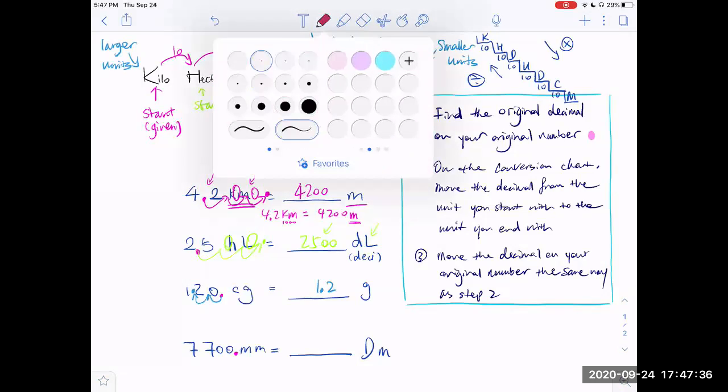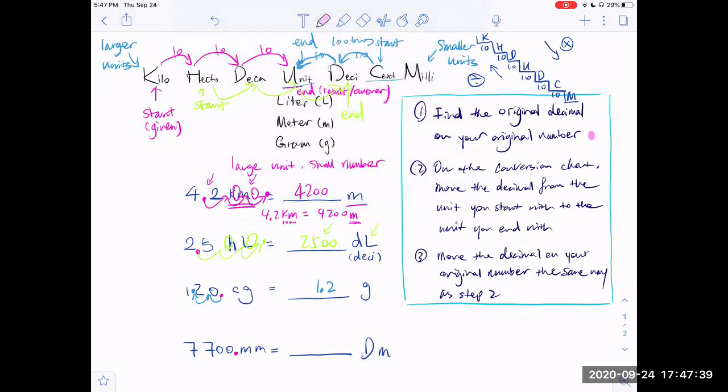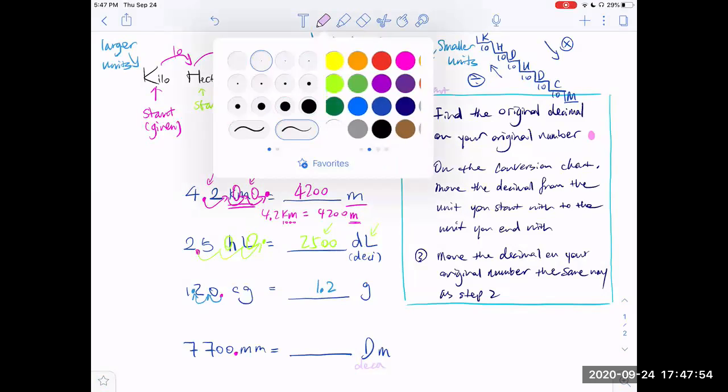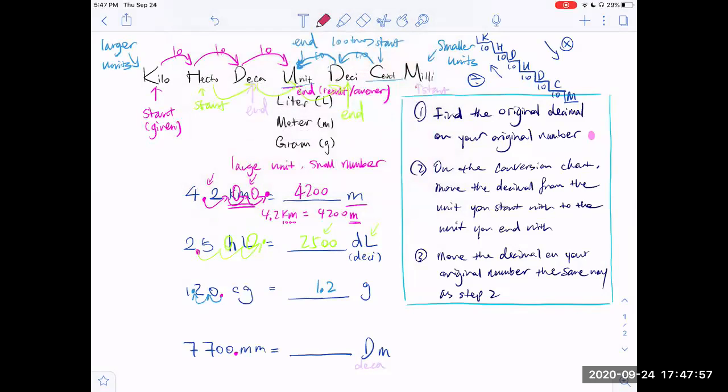Lastly, let's use a different color. All right, lastly, we have 7,700 millimeter. This is where we start. And then this is deca. This is where we end, okay? So we move our decimal, let's see, this is really hard to see. Let's try this one. We want to move our decimal 1, 2, 3, 4, 4 times. This is where we want our decimal to land, okay? So the answer is 0.77, or if you write .77, that's all right as well.